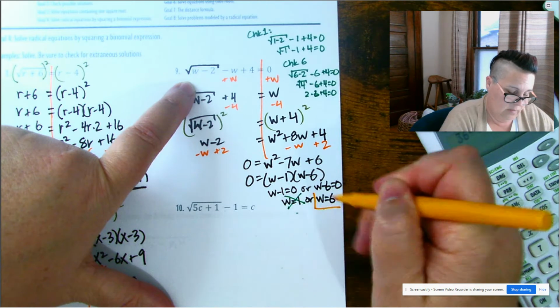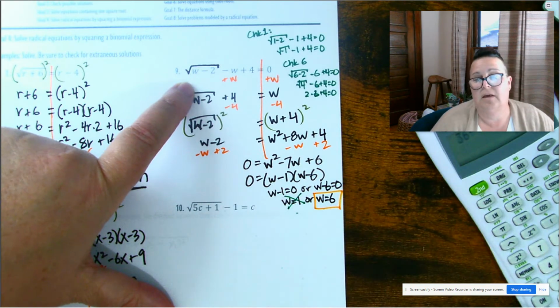Okay, w equals 6. That works. That's good. That was kind of a tough example. Stop. Rewind. Watch that one again.